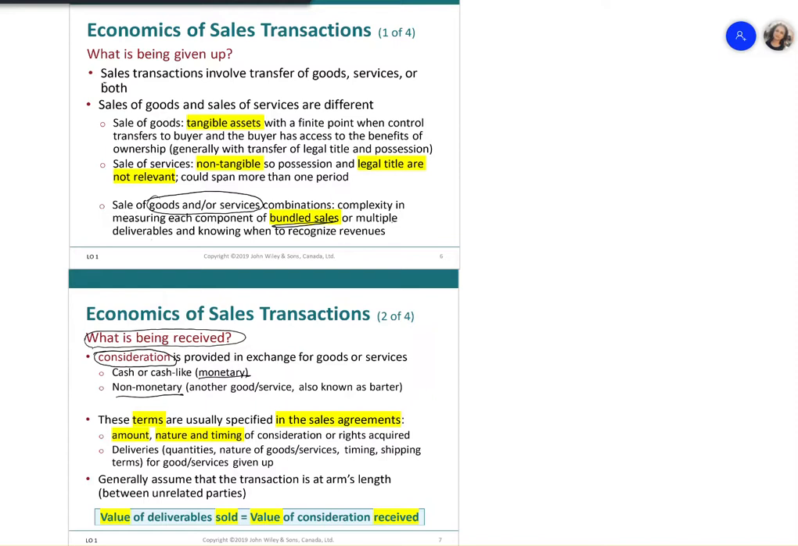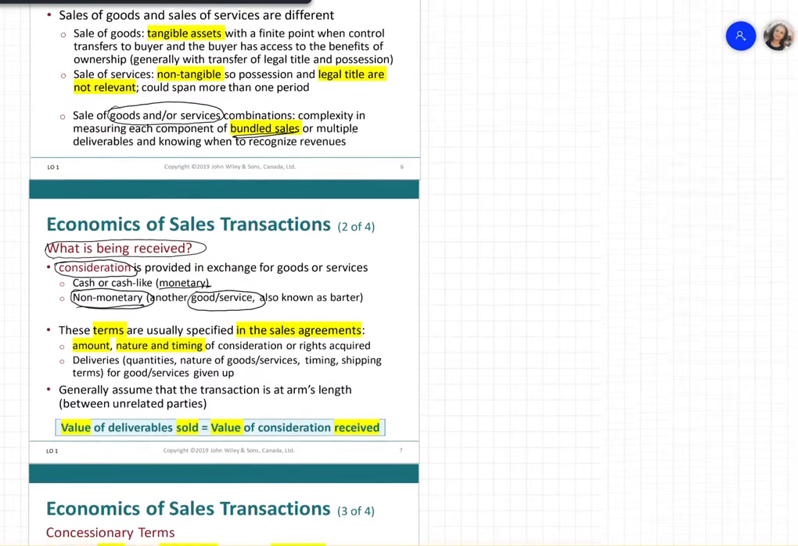If they are going to pay you with a non-monetary item, instead of giving us cash, they will provide us goods or services. For example, if you provide a service to a lawyer, you provide them accounting services. In return, they provide you legal services. In that case, those services are called non-monetary consideration. So that's what happens.